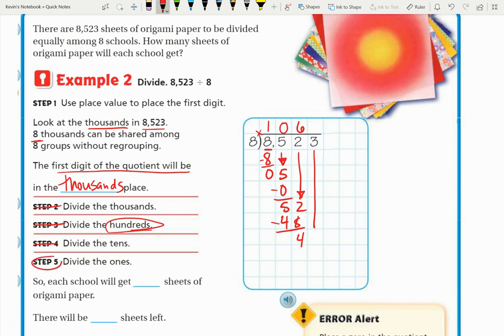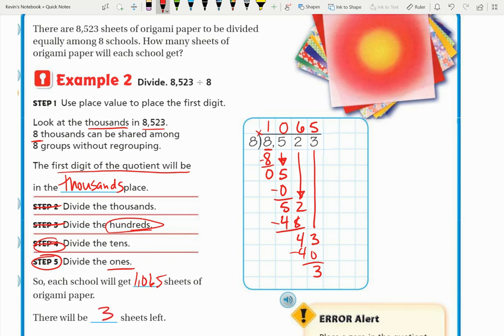Now we're down to step 5, which is the ones place. So now, actually no, we're still in step 4. We're in the tens place. So 43 divided by 8. So think, I can get close to that by multiplying by 5. 5 times 8 is 40. I have a remainder of 3. So again, there'll be 1,065 sheets with the remainder of 3 left over.